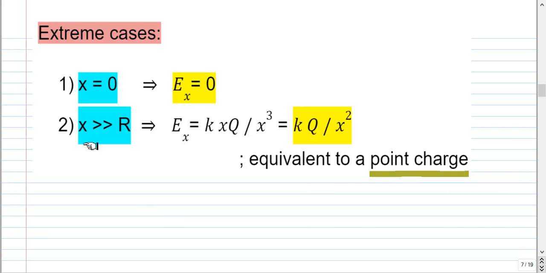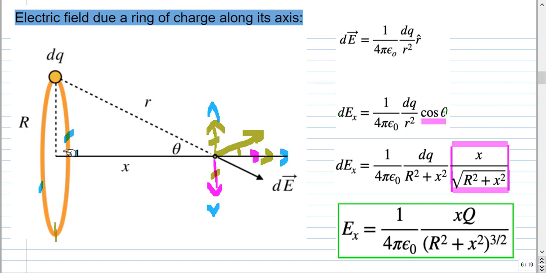Let's consider some extreme cases. When x is 0, the point where we are finding the electric field is at the center of the ring. So the electric field at the center will be 0 by symmetry. Electric field is force on unit positive charge, so a positive charge kept here will be pushed equally in all directions. So the net force experienced by the positive charge here will be 0. That we should get from this expression. In this expression, if you put x equal to 0, the numerator is 0, so the electric field is 0.